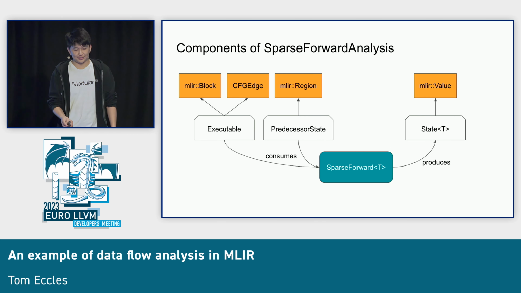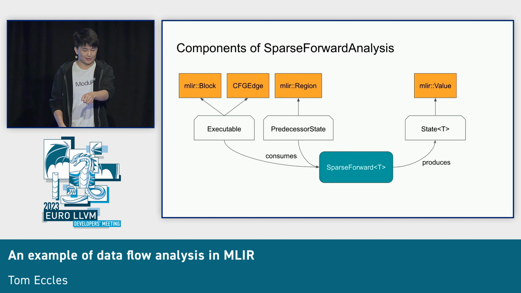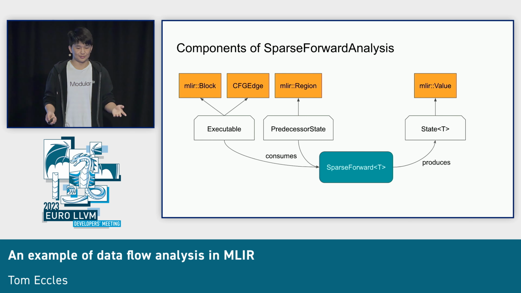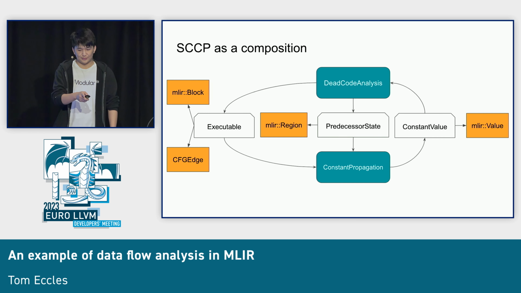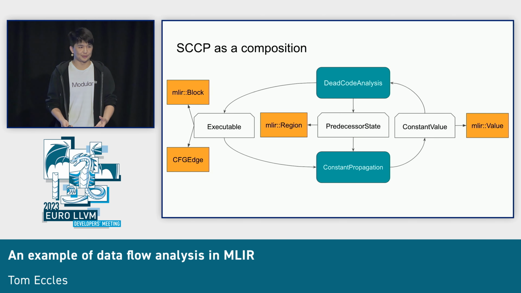And for sparse forward analysis, if you don't provide anything that provides a value for executable or predecessor state, it just assumes that the default values for these states is live, or not all predecessors are known, and therefore it's just going to run non-conditional data flow analysis. So that's the right default. But if you combine these two analyses together, then you get something that's greater than the sum of the individual analyses. And that's really the power of the framework.